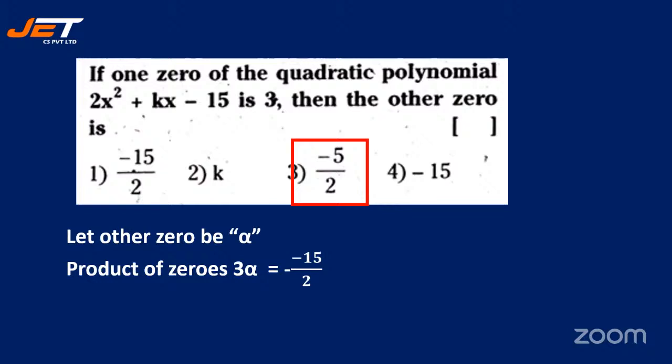3 into alpha. So what is it? It is constant by coefficient of x square, isn't it? So product is always constant by coefficient of x square. So minus 15 by 2. All right. So now if you just cross multiply, you get minus 15 by 6. Finally, minus 5 by 2. Therefore, the other 0 is minus 5 by 2.